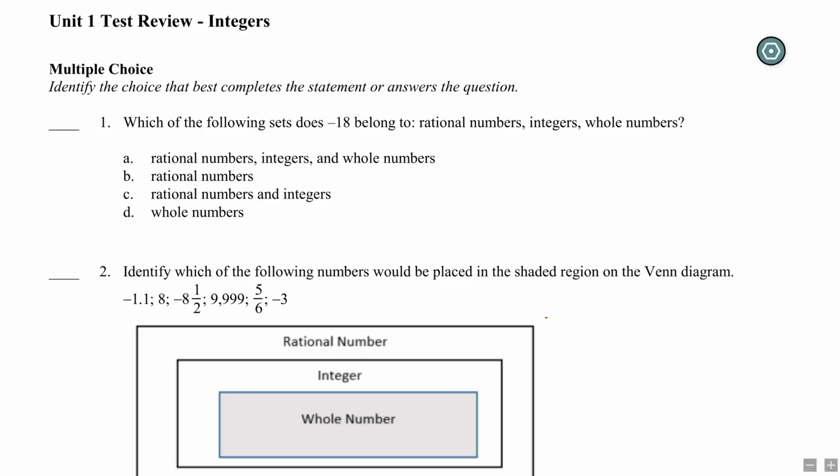And so we have negative 18, and being that it's negative, then we know automatically that it cannot be a whole number because my whole numbers are positive. But integers are whole numbers and opposites, so that works. And then we know that all of our integers are also rational numbers. So if you recall back when we did the Venn diagram, all of Manvel is inside of Texas, so all integers are also rational numbers. So now look at my answer choices. A doesn't work, D doesn't work. I'm left with B or C, but I know that it is a rational and an integer, so then letter C would be my choice.